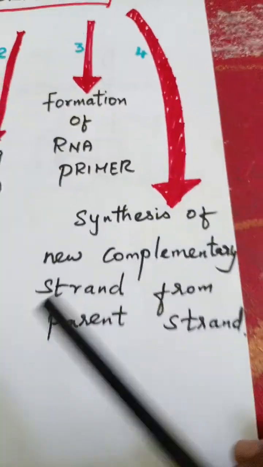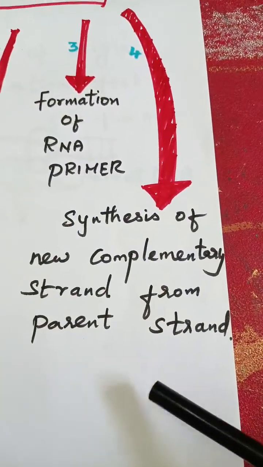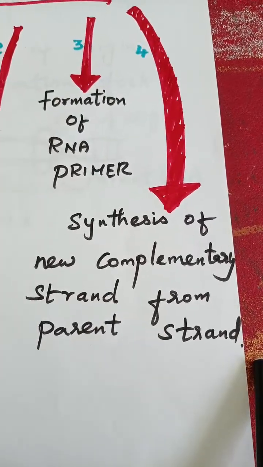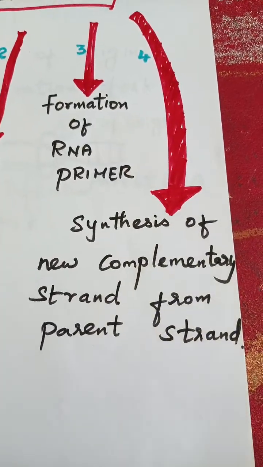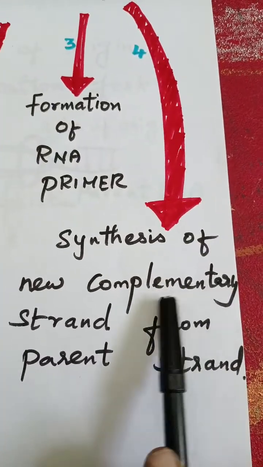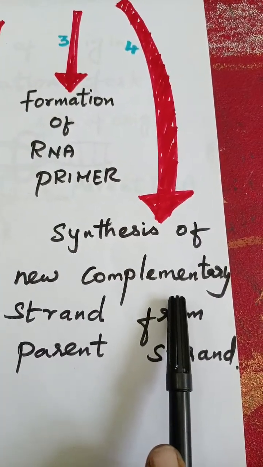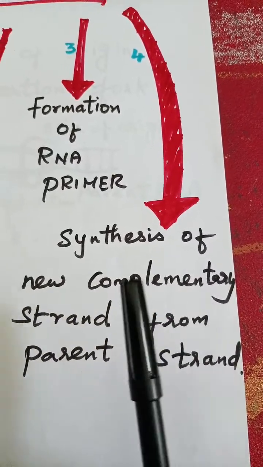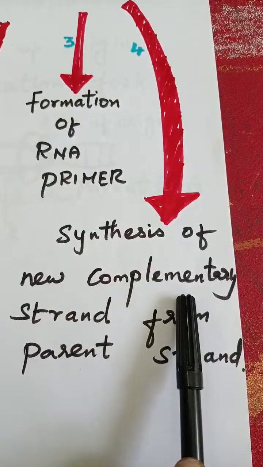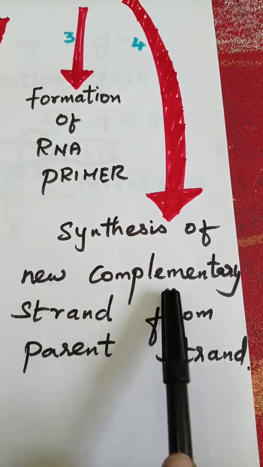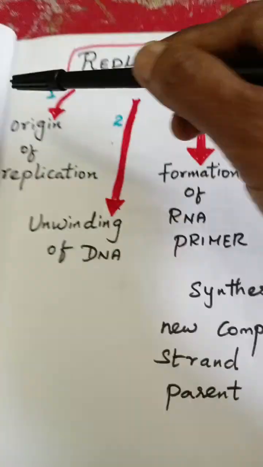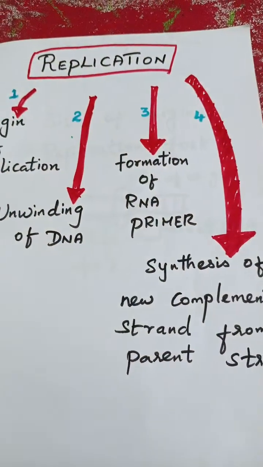Understood. And the next is the synthesis of the new complementary strand from the parent strand. This is the fourth step. You know complementary, what is complementary? If adenine is there, thymine will come and join. If cytosine is there, guanine will come and join. That is the new complementary strand from the parent strand. So this is the general outline of replication.